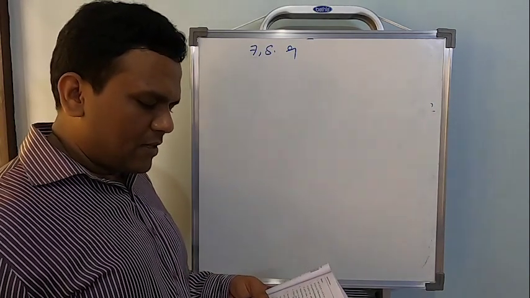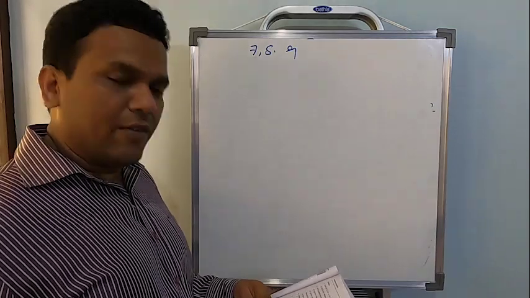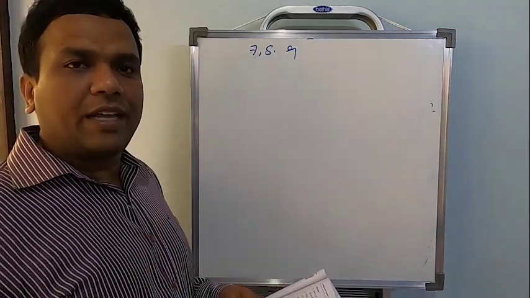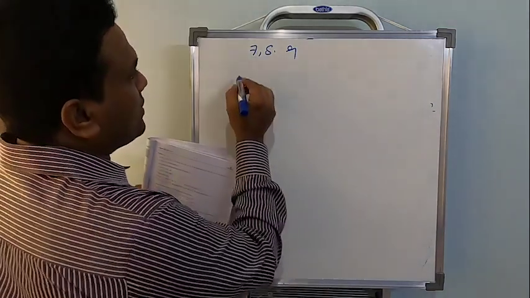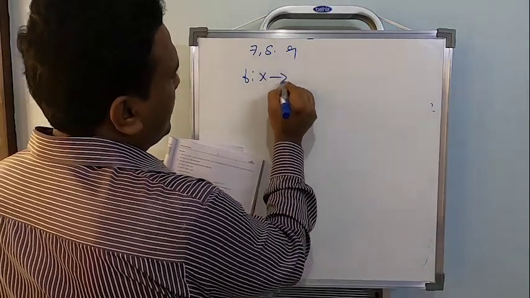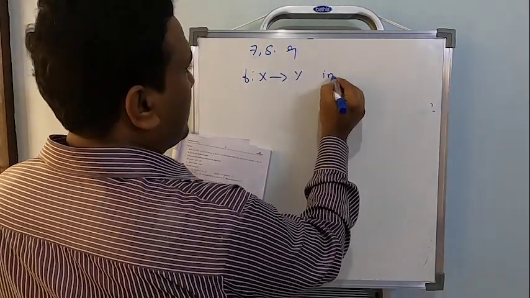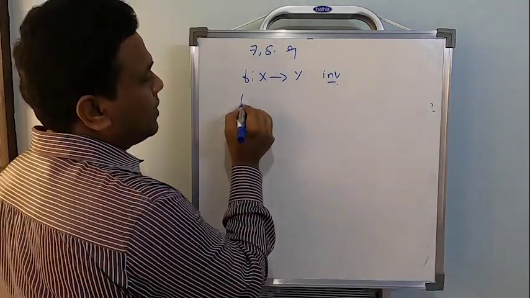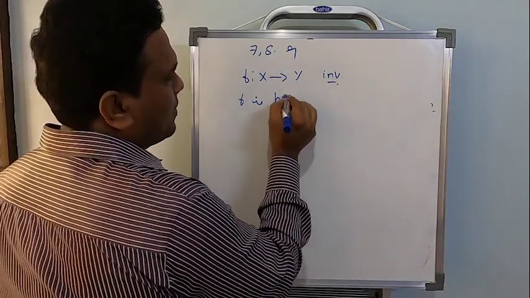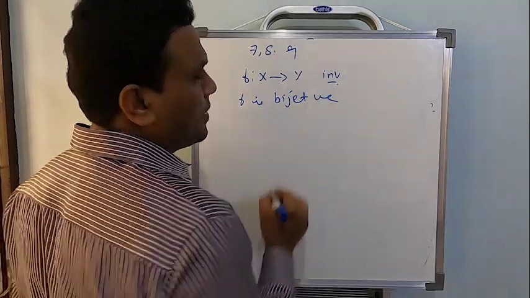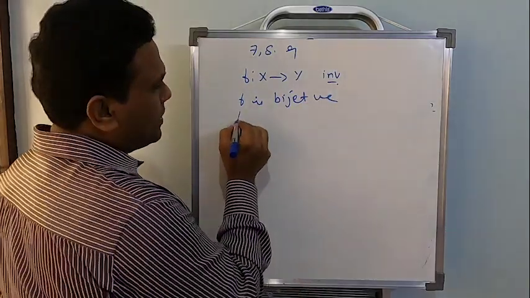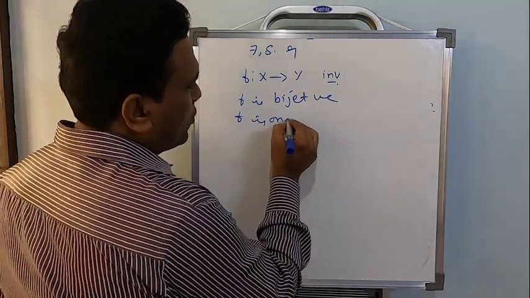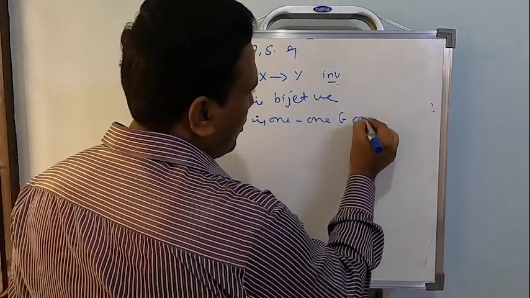that f has a unique inverse. Okay. So what is said is f from x to y is invertible. What do you mean by f is invertible? That means f is bijective. If f is bijective, what does that mean? Therefore f is 1, 1 and onto.